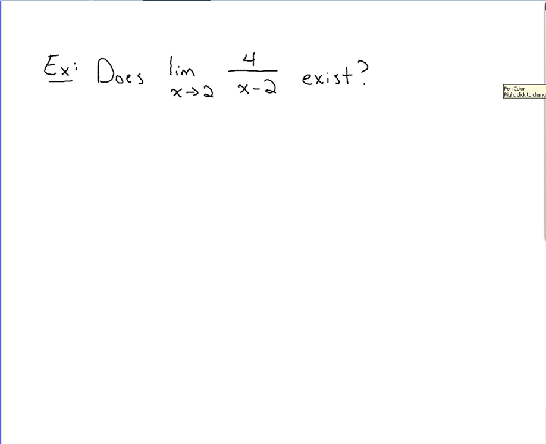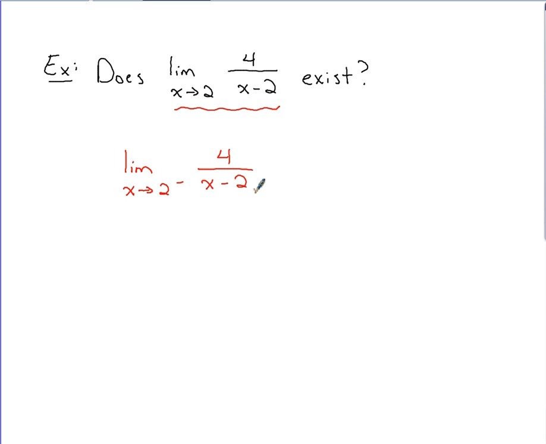Alright, so if we're going to consider this question, the limit as x approaches 2 applied to this rational function 4 over x minus 2, does it exist? Then we have to look at two things. We have to explore what happens when we take the limit as x approaches 2 from the left as it is applied to this function.